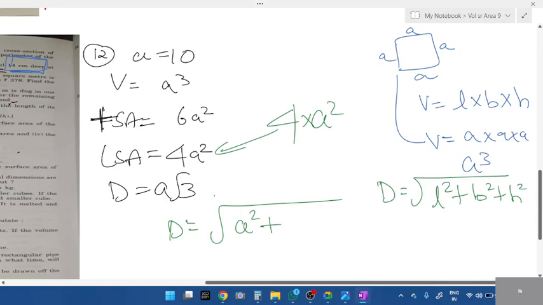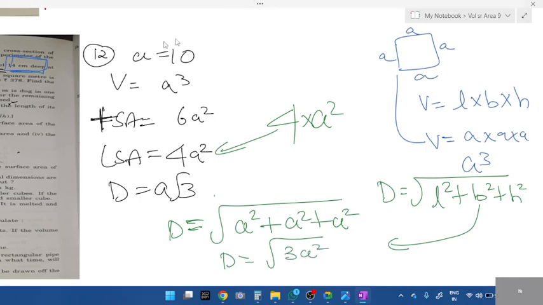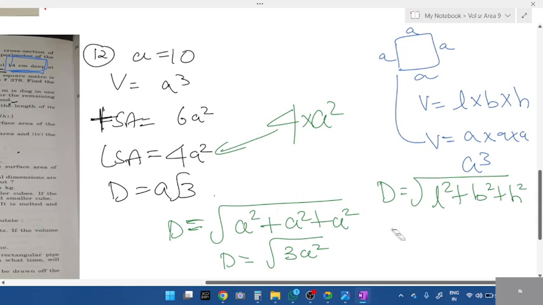Tell me the value. What is d? If all the sides are equal, just replace these with a square. A square plus a square plus a square. How many times is a square multiplied? 3a square, right? In that, root 3 will remain inside the bracket. Root 3 into root a square. This root and root will get cancelled. That's the reason a root 3.